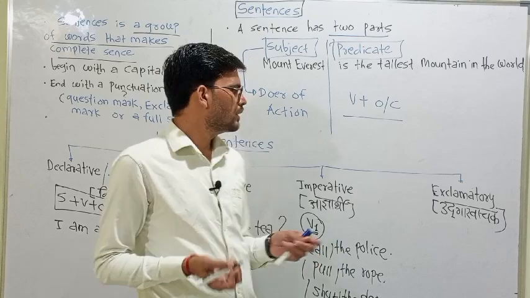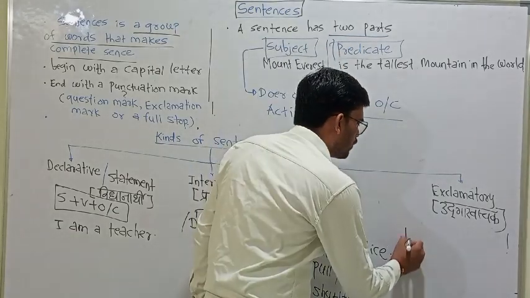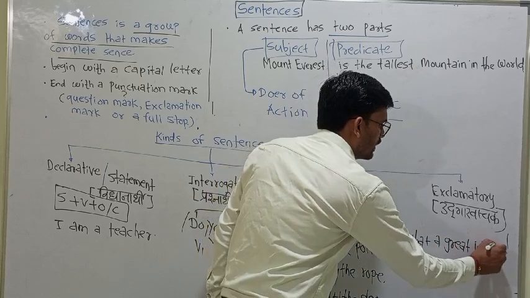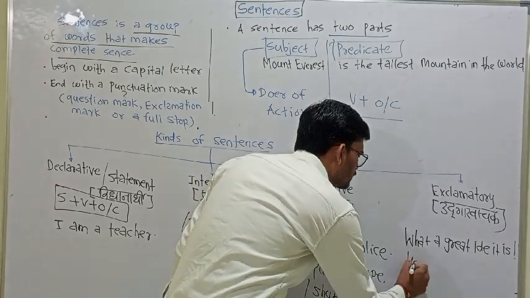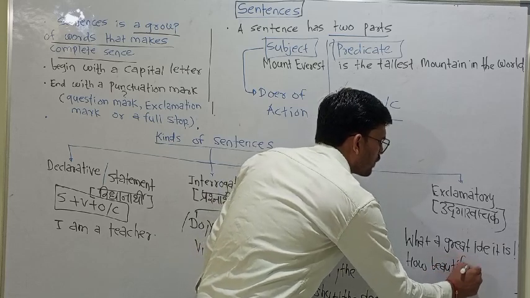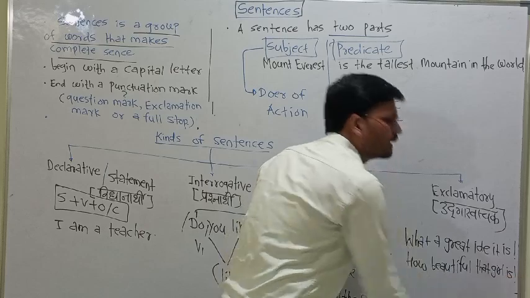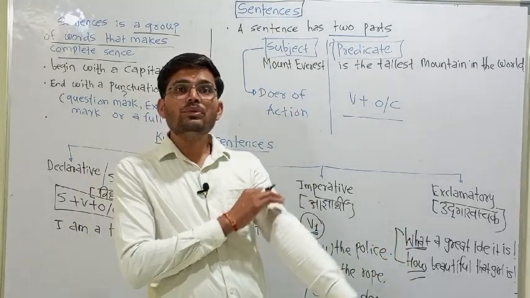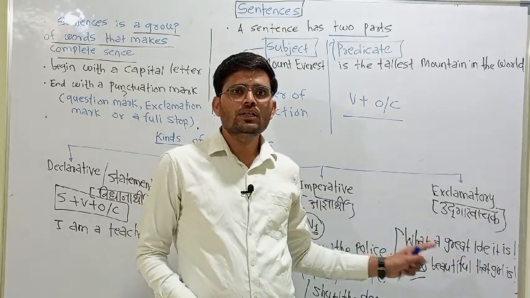At last there is the exclamatory sentence. What is an exclamatory sentence? An exclamatory sentence always ends with an exclamation mark. We are going to take some examples. What a great idea it is! At the end there is an exclamation mark. After that, how beautiful that girl is! At the end of the sentence there is an exclamation mark. Why? Because there is a WH word, what and how, which expresses the emotion of the particular sentence. So at the end of the sentence there is an exclamation mark.